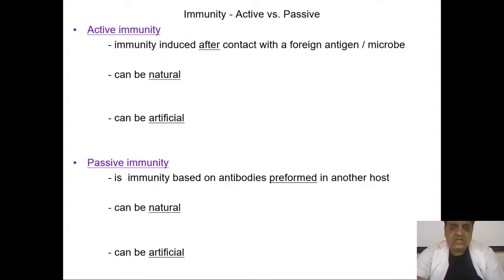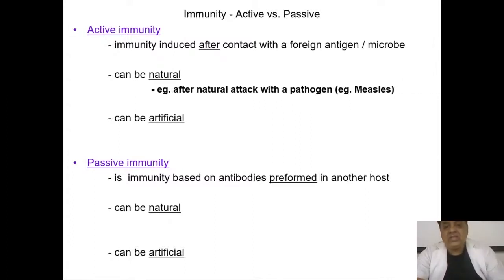That is understandable. It is after you have acquired the pathogen, and you have recognized and had the pathogen in your body. For example, measles virus entering into the body and inducing a clinical disease, measles, and then the natural antibodies form and natural immunity happens to this infection.